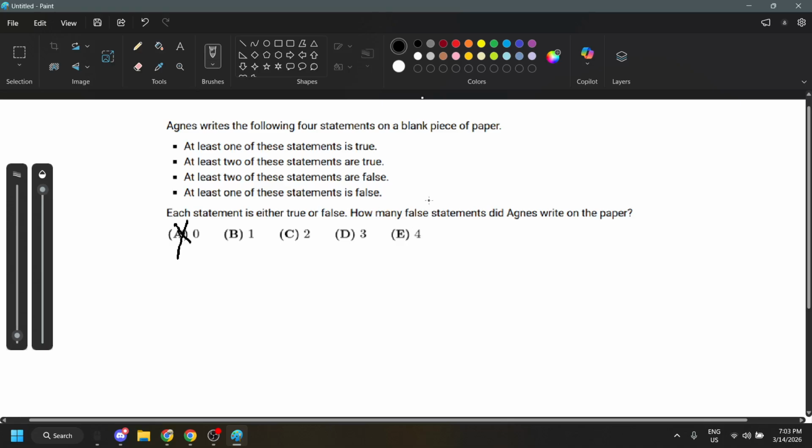Okay, why don't we look at the other extreme? Can all of these statements be true? Let's ask how if all of them were false. Yeah, you're right.